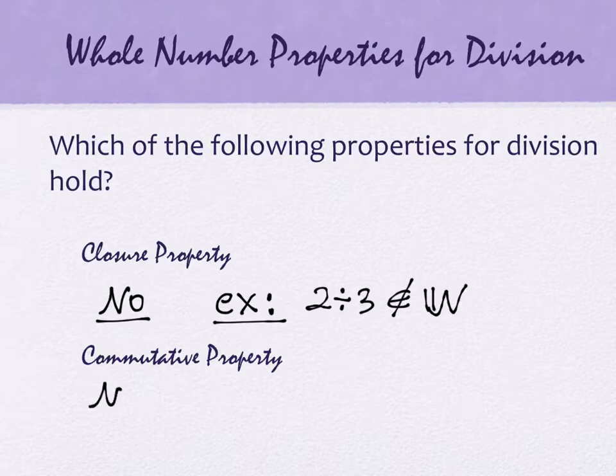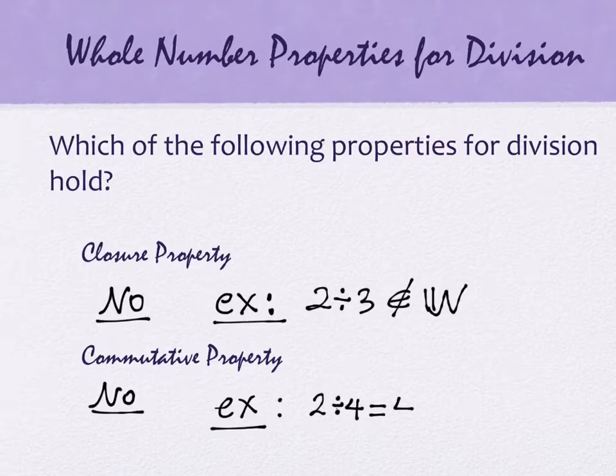Commutative property. No. Can somebody give me an example of the commutative property failing? 2 divided by 4, 4 divided by 2. Okay, did I get them on there, Danielle, right? Okay, so 2 divided by 4 and 4 divided by 2 are not the same answer, right? They're not. This doesn't work, right? Did not hold.